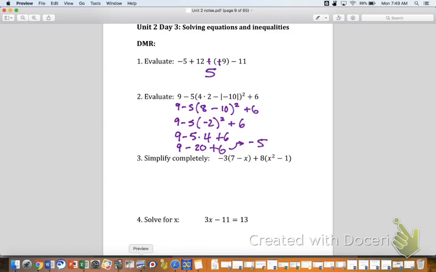Okay, so again, any questions, comments, thoughts, concerns at all? Anything? Okay, cool. Number 3, simplify completely.